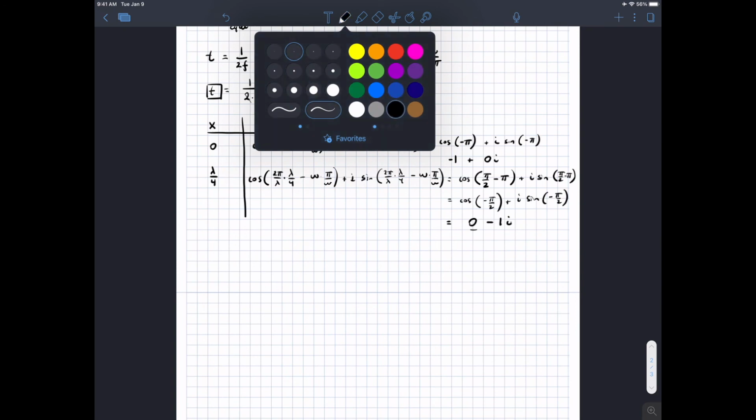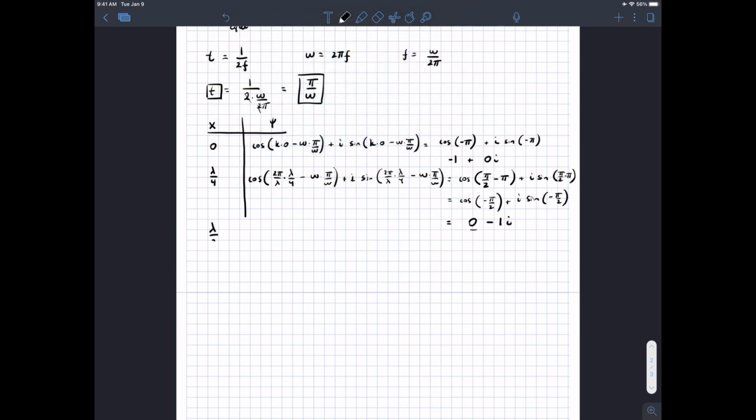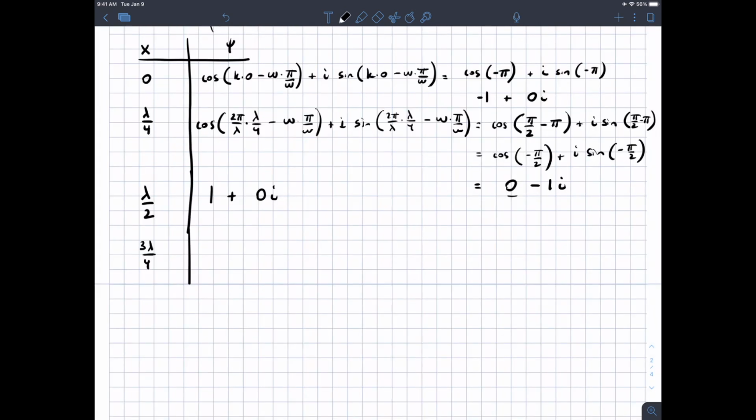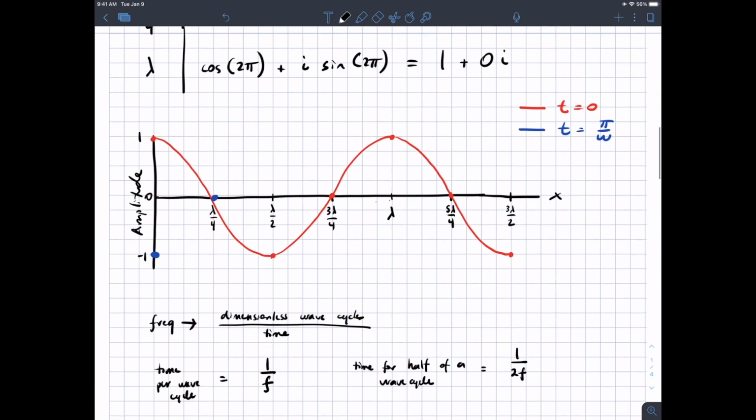All right. And using the same kind of reasoning, we can demonstrate that at half of a wavelength, psi should equal 1 plus 0I. At 3/4 of a wavelength, it would equal 0 again. And then at a full wavelength, we would be back to -1. And so on. So we just need to plot the blue dots here and so on.